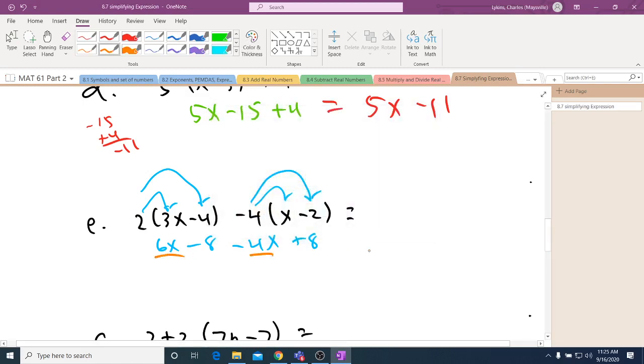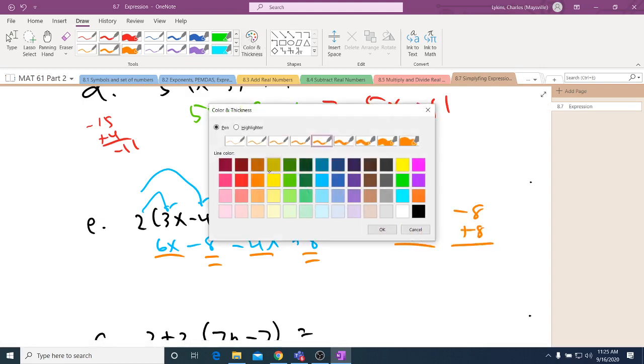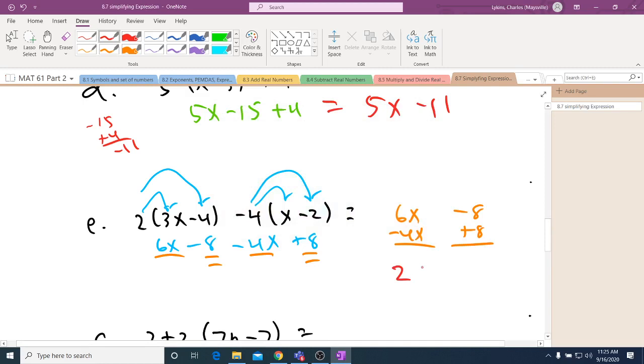Next, combine them. So 6x minus 4x, negative 8 plus 8. That gives me 2x. These cancel, they form 0, so I don't need anything. The 2x is my answer.